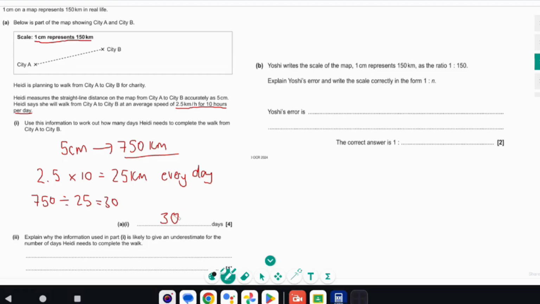Explain why the information used in part 1 is likely to give an underestimate for the number of days Heidi needs to complete the walk. Well, they've just drawn a straight line from City A to City B. In real life, it's unlikely to be a straight line.